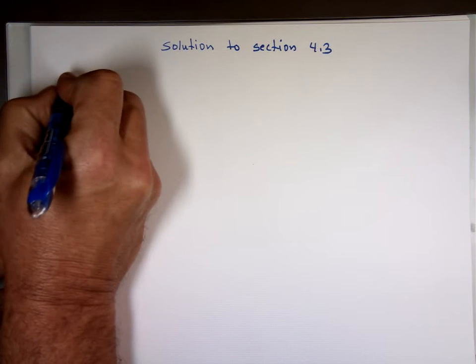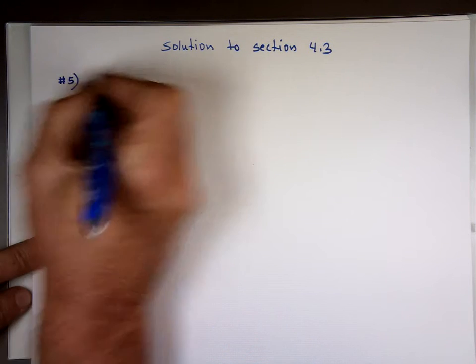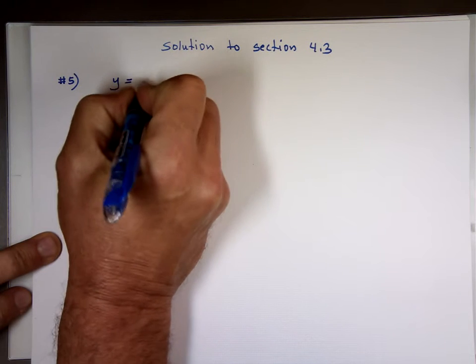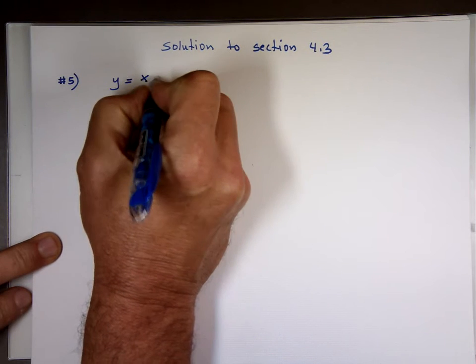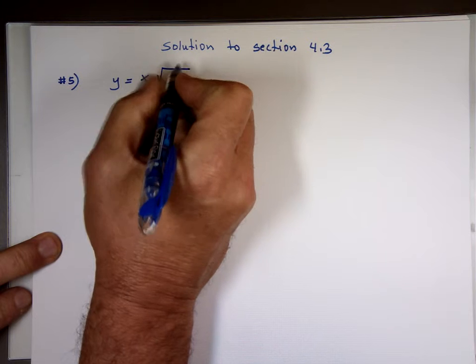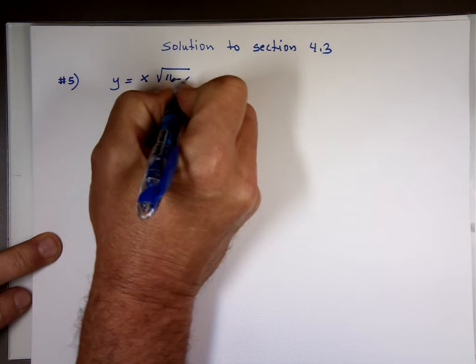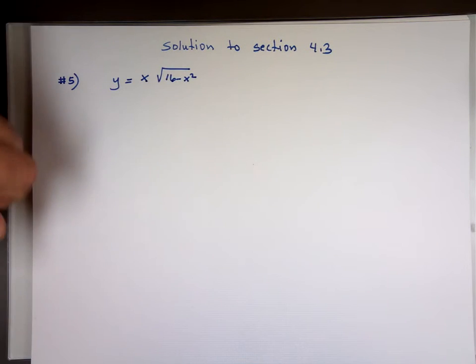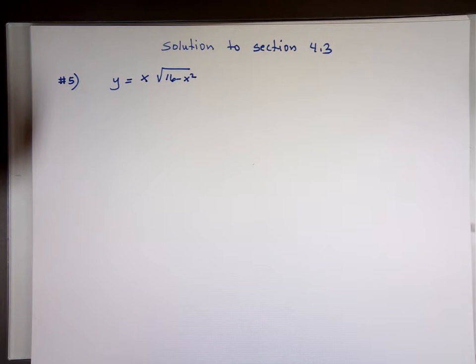Number 5. We have y equals x times the square root of 16 minus x squared. And we need to know where the function is increasing or decreasing. Actually, two questions. Where is it increasing, from where to where? And where is it decreasing?